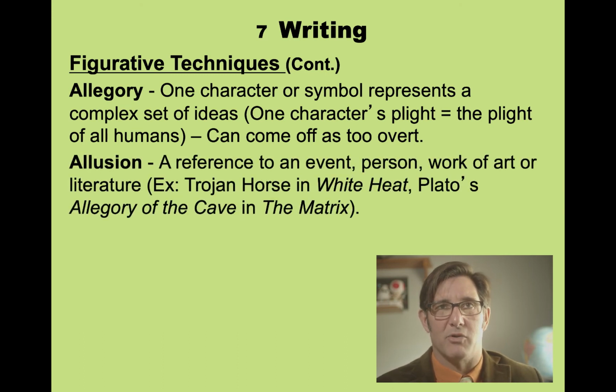Next we have an allusion, which is a reference to an event, person, work of art, or literature. So an example would be the Trojan horse from the Iliad was referenced in the movie White Heat, which is a 1950s film noir film. Instead of a horse, it's a gas truck. A bunch of people sneak into it, break into the payroll office. Plato's allegory of the cave, as I just mentioned, gets alluded to in The Matrix, and also forms part of the structure of that film too.